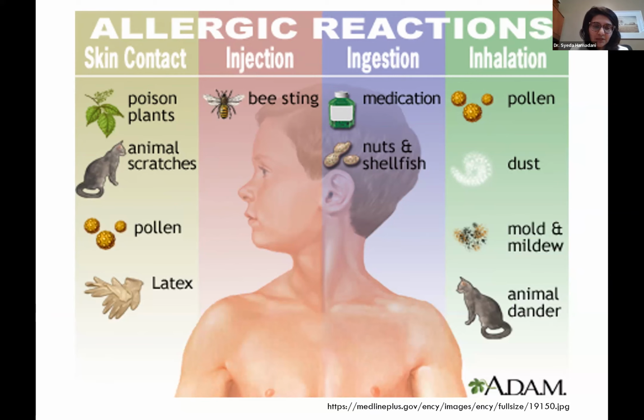With skin contact, the most common allergens we tend to see in practice are poisonous plants, poison ivy is probably the most common, animal scratches, pollen, latex allergies. With injections, we see bee stings and other types of venom stings too, like yellow jacket, hornet, wasps, and so on. For ingestions, medications and foods are probably the most common. And then for inhalation allergies, pollens, dust, mold, and animal dander are the most common.